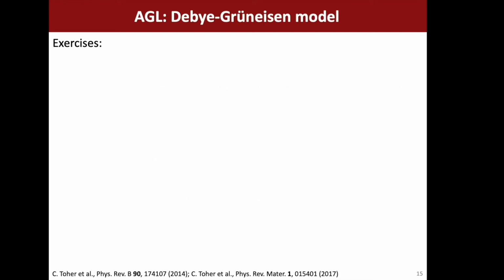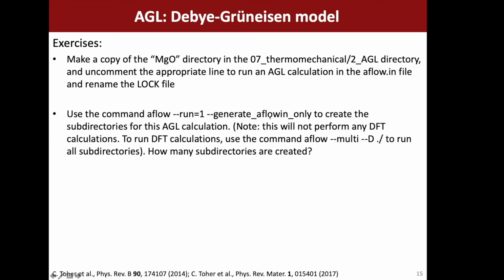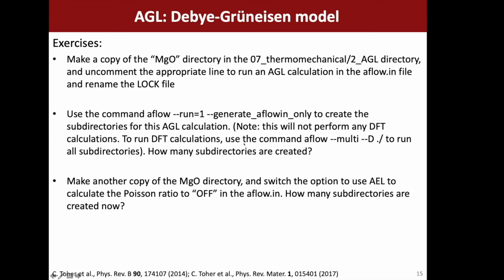So again, we have a set of exercises for this. So it's very similar. Again, in the 07_Thermomechanical/2_AGL directory, uncomment the appropriate line to run an AGL calculation, and also rename the log file. Use this command again, generate _AFLOW_only, to run the subdirectories and see how many are formed. Check which ones are created.